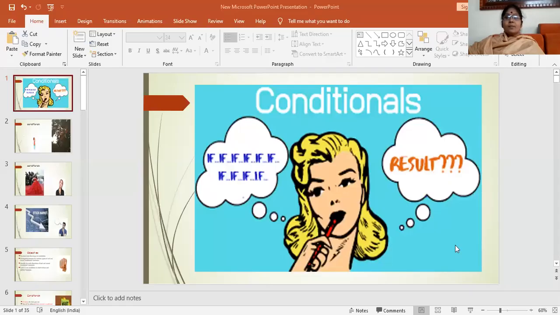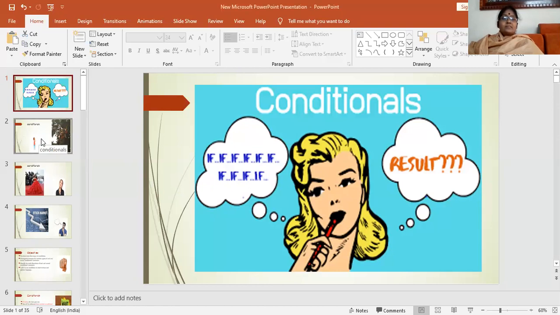Today we'll learn conditionals prescribed for semester 4 by Osmania University for BA, BCom, BSc and BBA. So let's start with our lesson on conditionals, right?